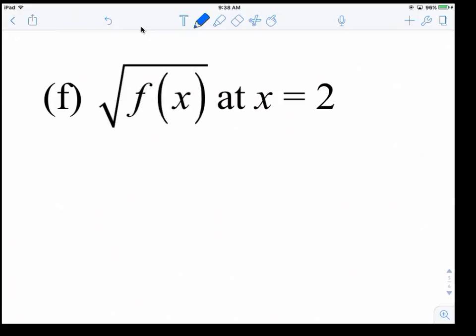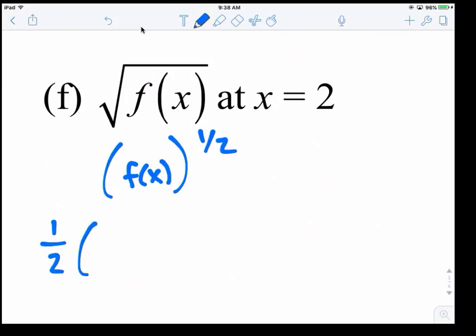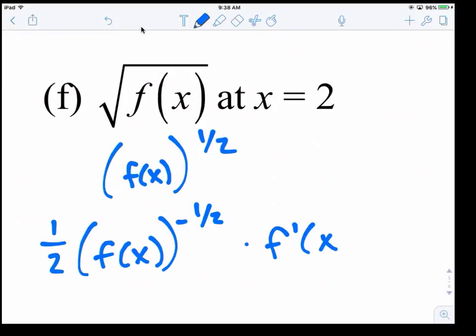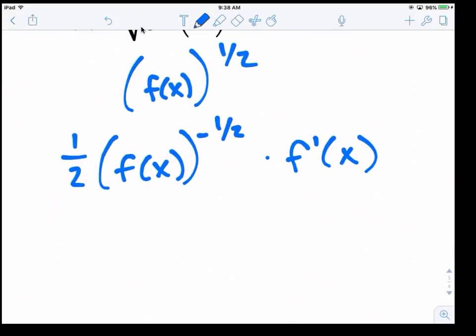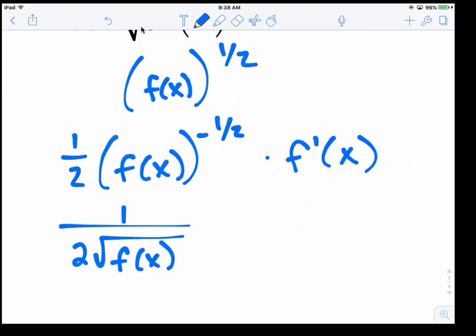All right, so how would you rewrite that one? You have f of x to the 1/2. So its derivative would be 1/2 f of x to the -1/2 times f prime of x. So what does that give me? That gives me 1/2 square root of f of x times f prime of x, right?